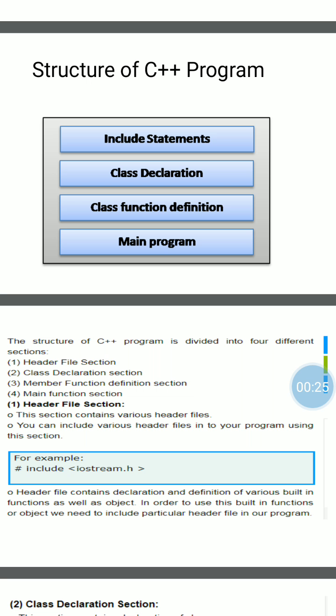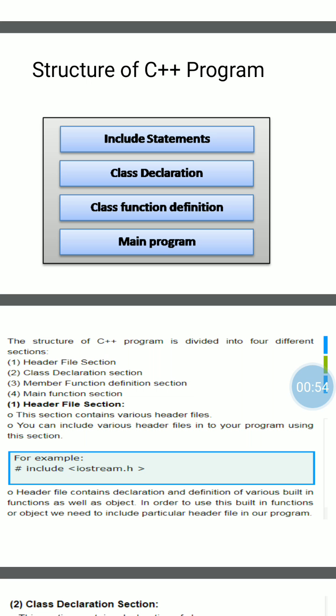Because in procedure-oriented programming, in C programming, the structure is that all the code is included in our void main function. But in object-oriented programming, the new concept, that is the class concept, is added. That's why the structure of object-oriented programming is completely different from procedure-oriented programming.